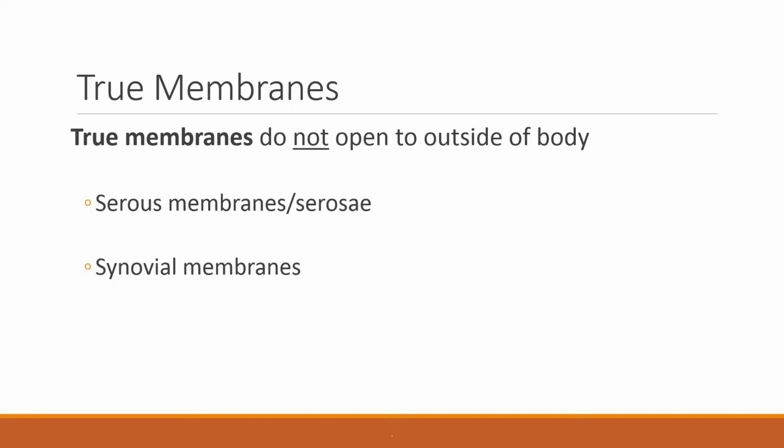Your true membranes are going to be totally enclosed within the body. They do not open to the outside. And there are 2 types that you need to know for this class: your serous membranes, or serosae, and the synovial membranes.